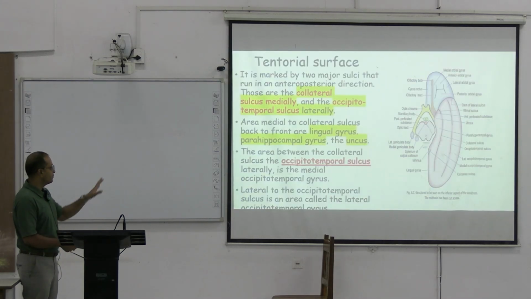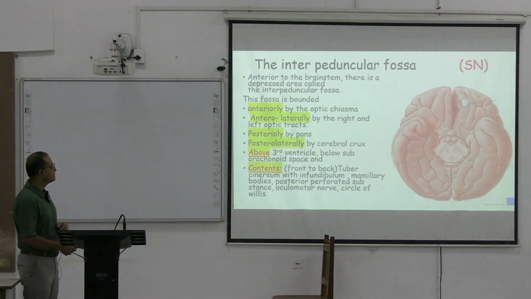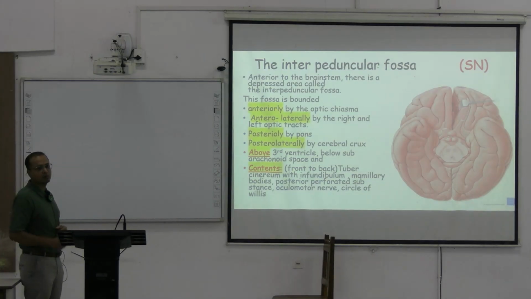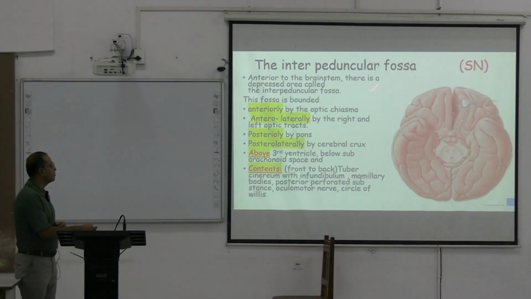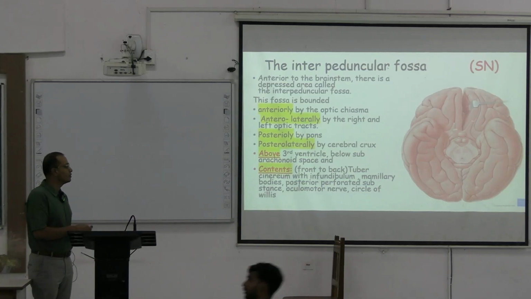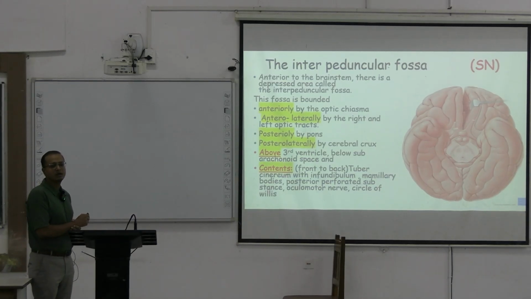This tentorial surface has grooves, sulci, and gyri. We are not going to learn those regions, but in between them we have a particular space, which we call the interpeduncular fossa. In the brain region, the interpeduncular fossa comes as a short note. You have to know the boundary, and the important content lying here is the Circle of Willis. Now, what is the interpeduncular fossa?